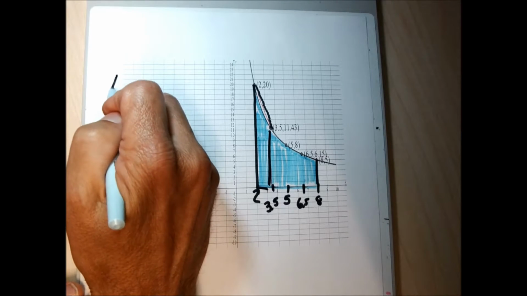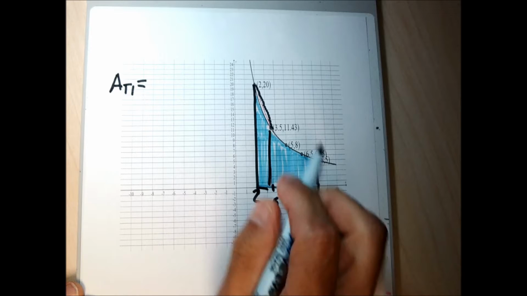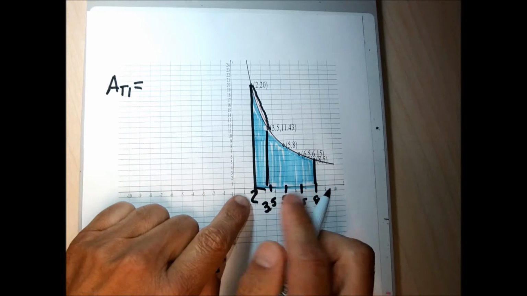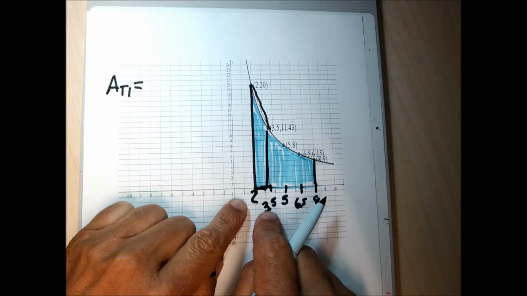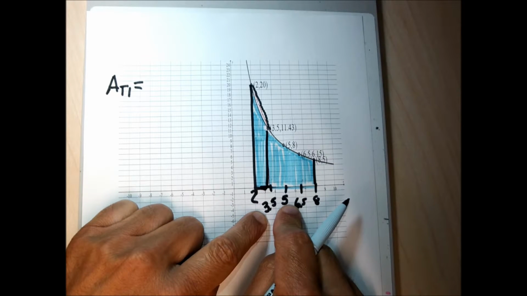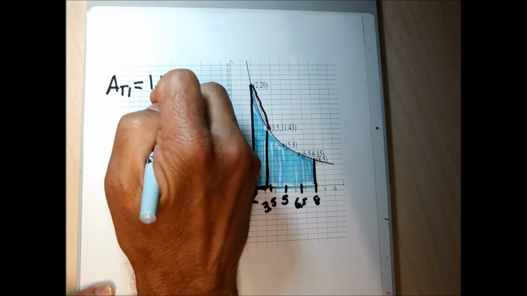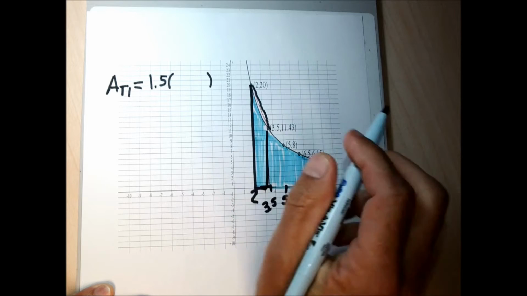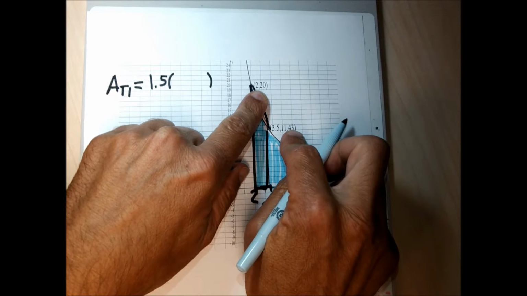So I'm going to do the area of trapezoid 1 equals, the height for each of these is going to be 1.5, because the distance on the x-axis between 2 and 3.5 is 1.5. The distance between 3.5 and 5 is 1.5. So the height for each of these is going to be 1.5. And then the bases are just the y values of each of the points. So it's going to be 20 plus 11.43.